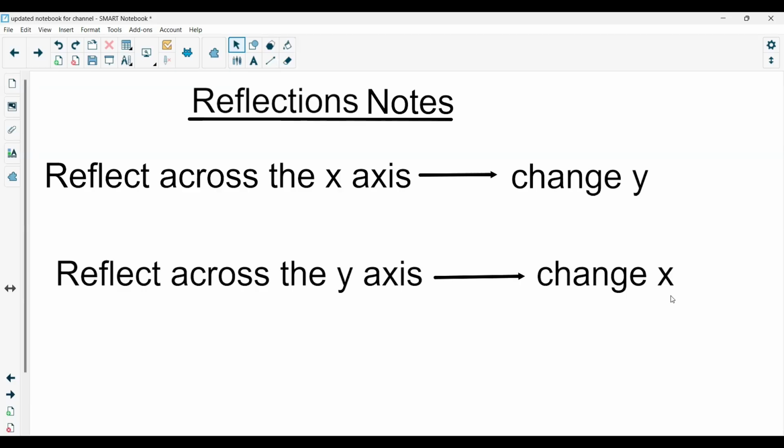But right now, I want you guys to pause the screen and make sure you have these notes written down. When you're done, press play and it will be on the next screen.